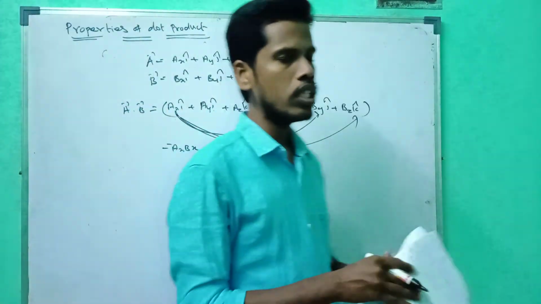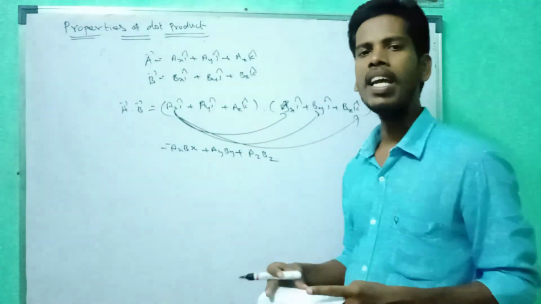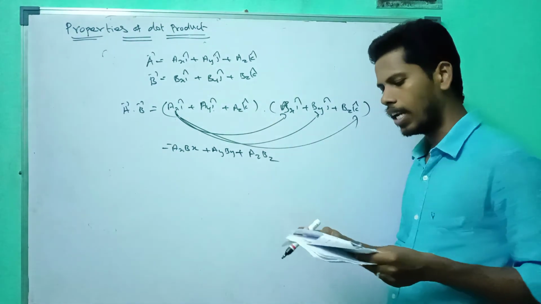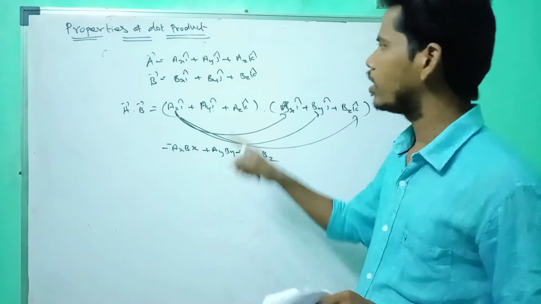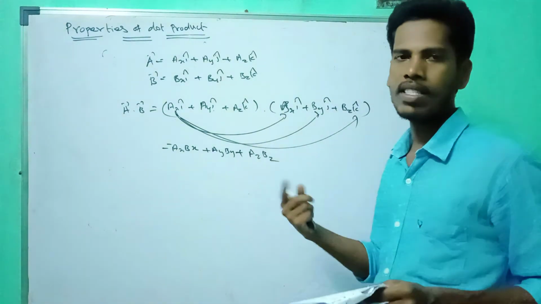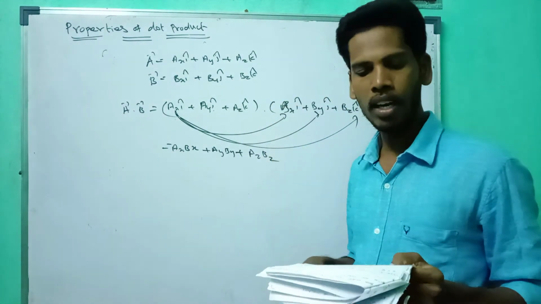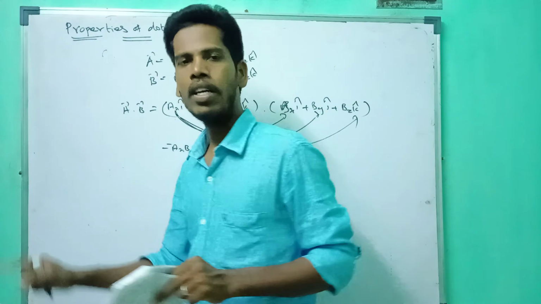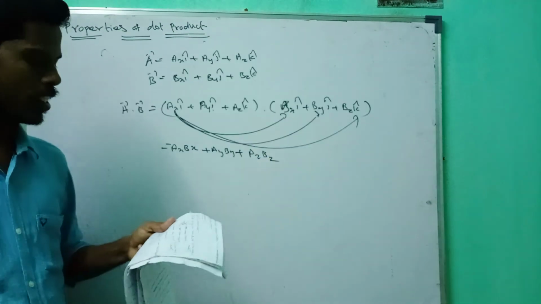Again I repeat, the first property is very, very important. The first property: a vector dot b vector is always a scalar. If the angle theta is acute, I mean less than 90 degrees, it will be positive. If theta is an obtuse angle, it will be negative. Then the second one: it obeys the commutative law. And the third one: it obeys the distributive law.